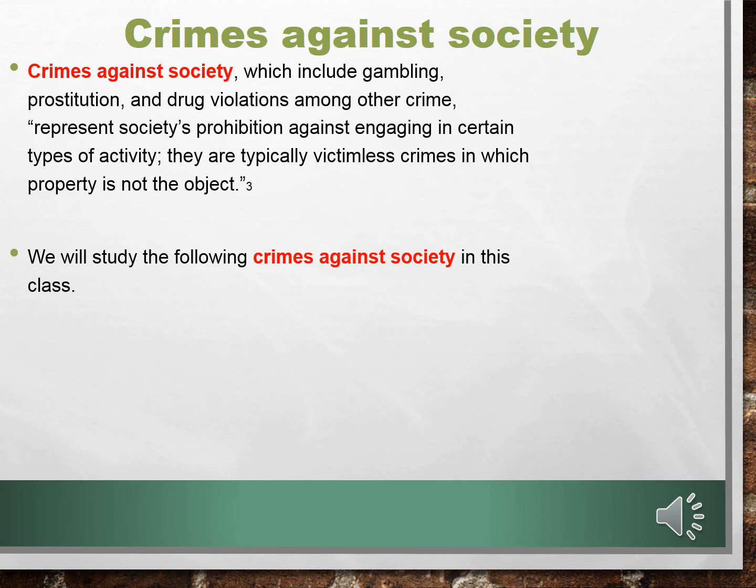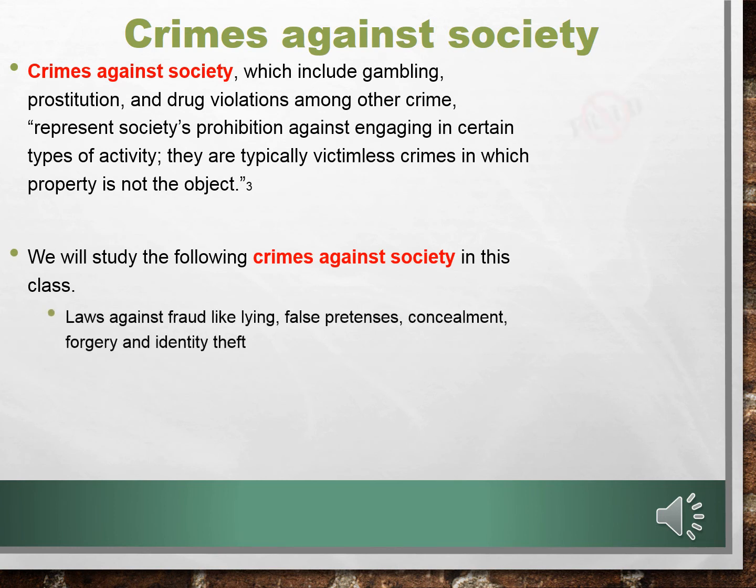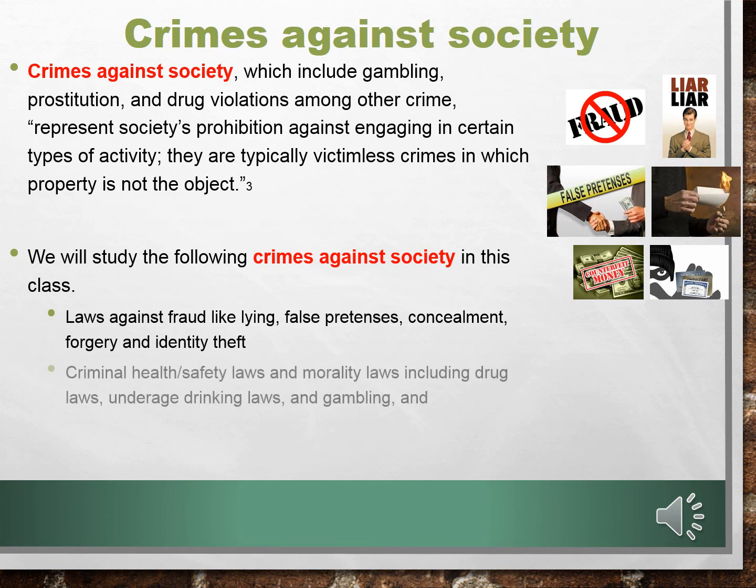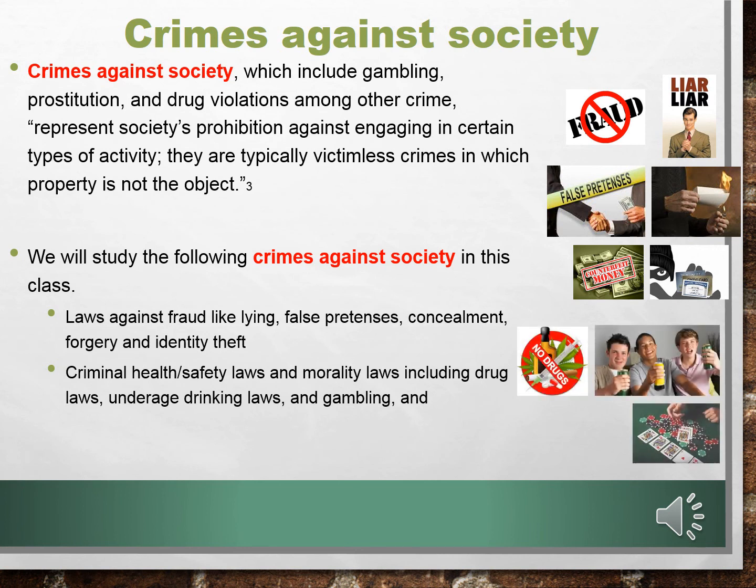We will study the following crimes against society: laws against fraud, like lying. Did you know that lying could actually be a crime? False pretenses, concealment, forgery, and identity theft. We're going to learn about criminal health and safety laws, as well as morality laws, and these will include drug laws, underage drinking laws, and gambling.